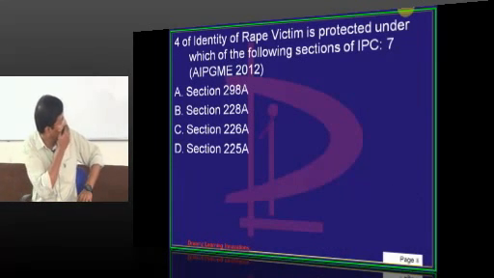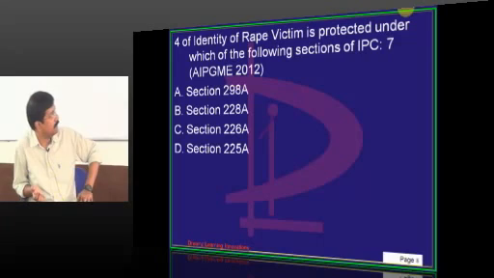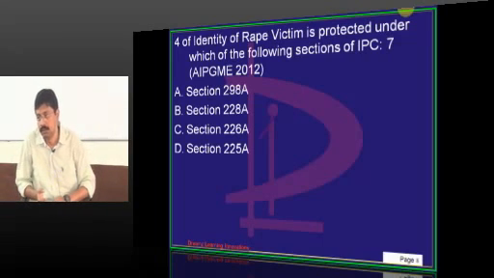Identity of rape victim is protected under which of the following sections of IPC? So, sexual offence. Previously there used to be very many questions coming from sexual offence, but there is a lot of change in the sexual offence after the Nirbhaya Act. So very few questions will be there, and one of the most important questions related to rape is the age of consent for sexual offence.